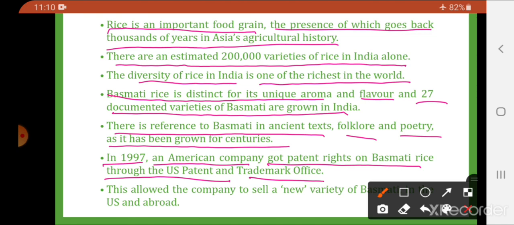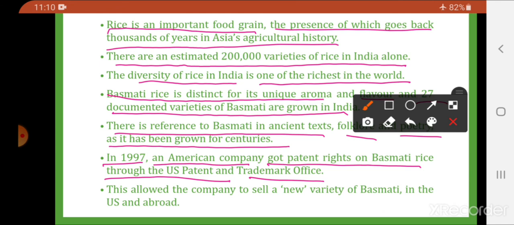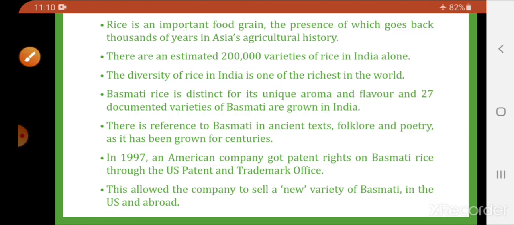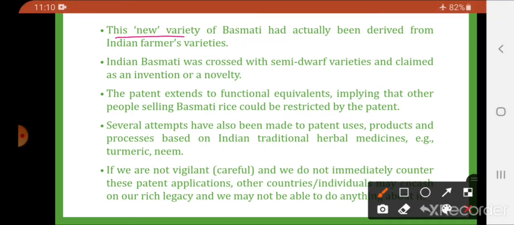इसका मीनिंग क्या हुआ कि बासमती के प्रोडक्शन से लेकर जो भी इनकम से लेकर कुछ भी बेनिफिट्स मिलेगी, ये कौन सी कंपनी को मिलेगी? ये अमेरिकन कंपनी को मिलेगी. So this allowed the company to sell a new variety of basmati in US and abroad. This new variety of basmati has been actually derived from the Indian farmer varieties.